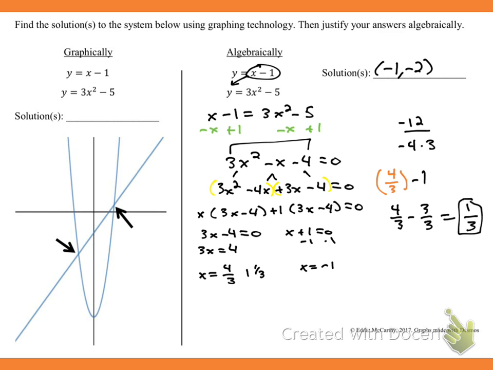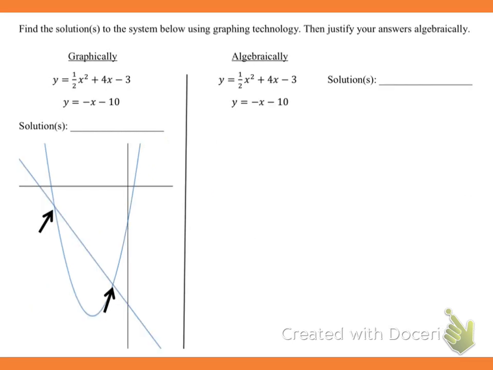Okay. So my points of intersection are at 1/3, 1 1/3, and 1/3. Where did the -2 come from? You do the y equals -5.